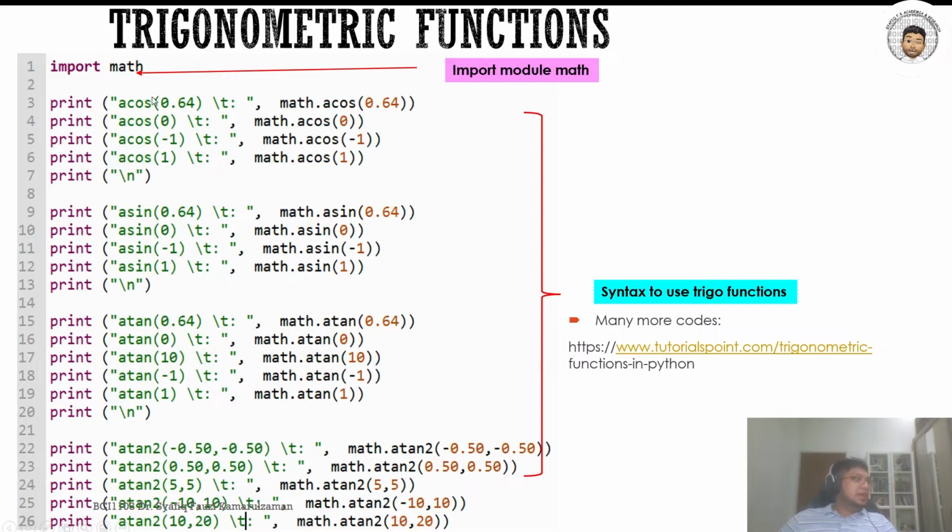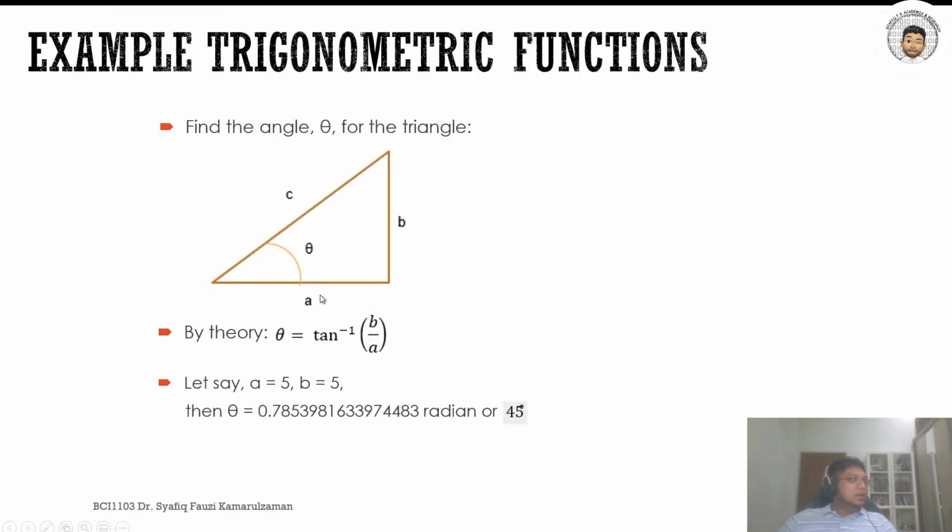From this, you can get the result of any trigonometric function that you want to use. Let's start with this one: find the angle theta for the triangle. So angle theta is here. How do you calculate it? Let's say A is equal to 5, B is equal to 5. Then theta is this radian, or 45 degrees.